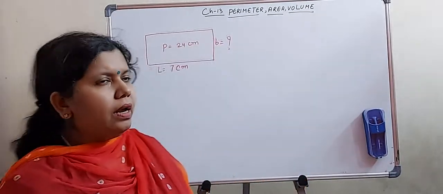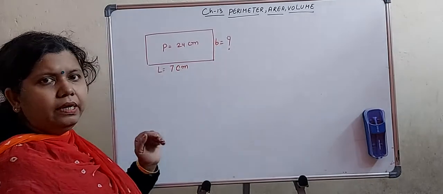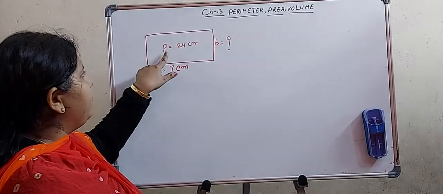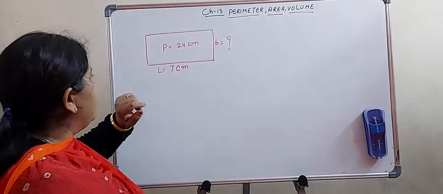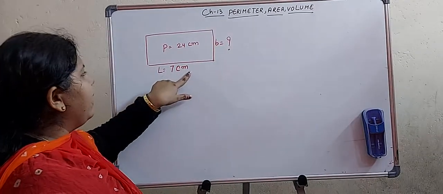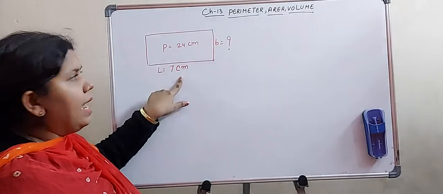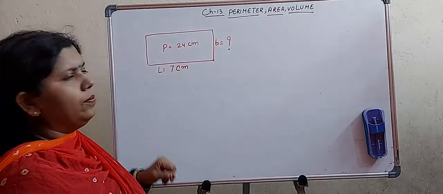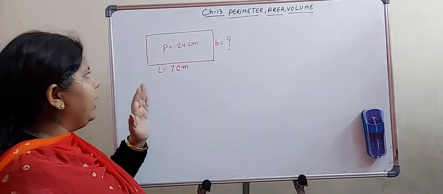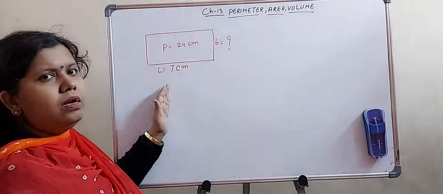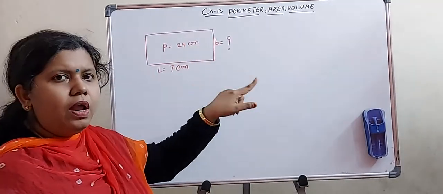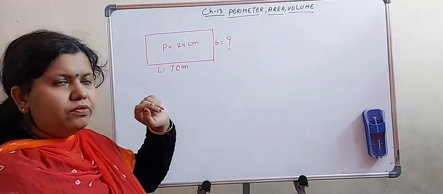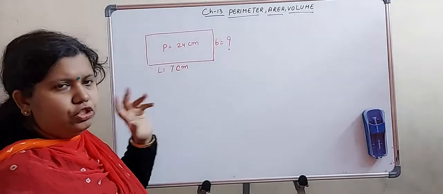Now we have a rectangle here. We know the perimeter. Perimeter is given as 24 centimeter, and we also know the length, that is 7 centimeter, and we have to find out the breadth. We can derive the formula to take out the breadth from the formula of the perimeter. It is a very easy way. I will just teach you that.